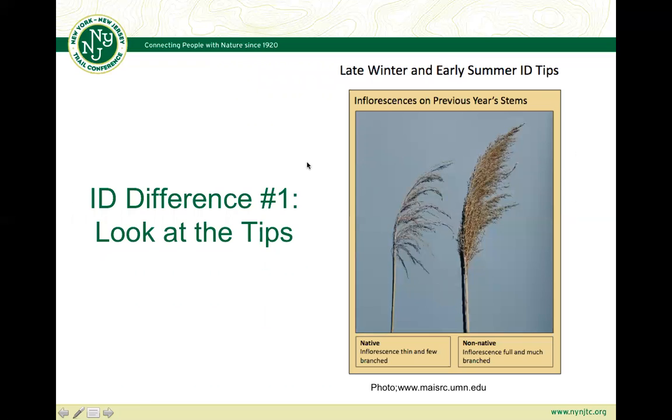So again, late winter, as we are going out now, one of the main things you can be looking for are the tips, or these inflorescences, right? You're going to look for those tannish reed beds and then look for the inflorescence of the heads of those reeds. The inflorescence of the native Phragmites tends to be thin, with fewer branches. But you look at the invasive Phragmites, much denser, thicker, right? A much fuller and more branched inflorescence than the native one, which is a little sparser.